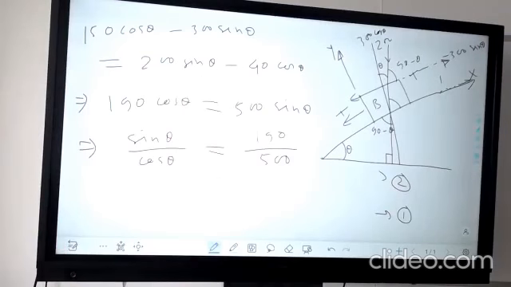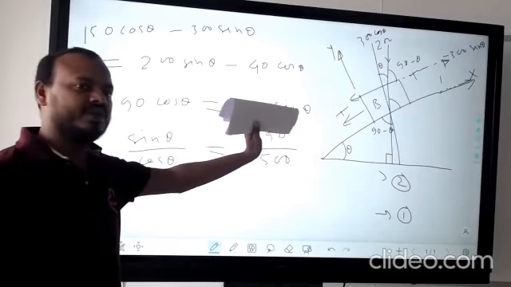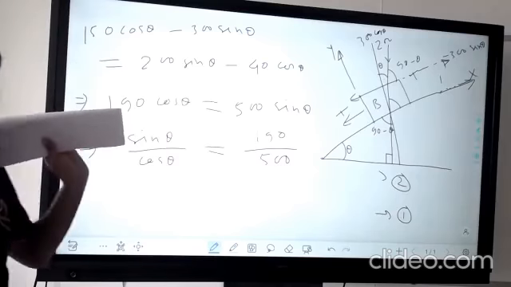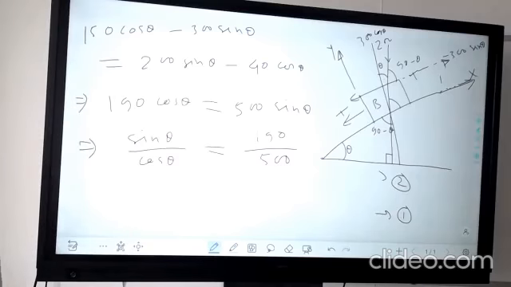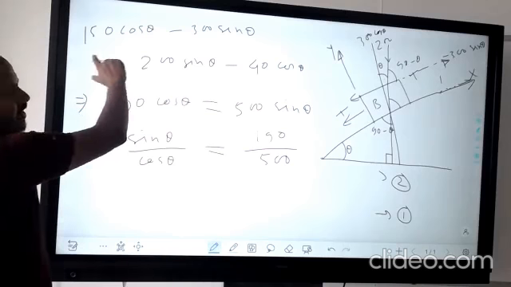Clear? See how easy. So easy, just a free body diagram. That is important. Always you should be alert while drawing the free body diagram, otherwise you will make a mistake, because the sign is important, positive or negative.